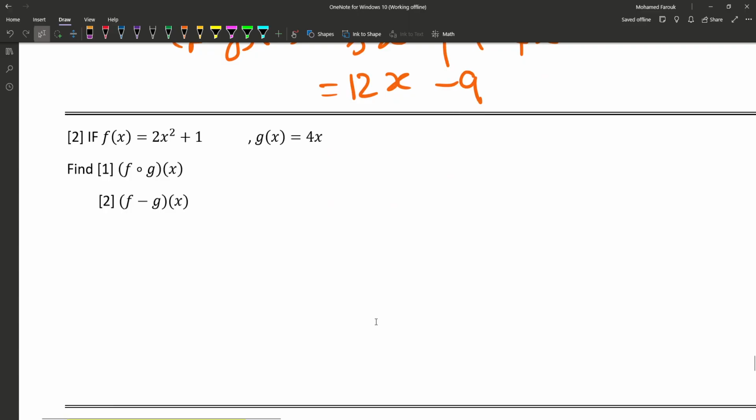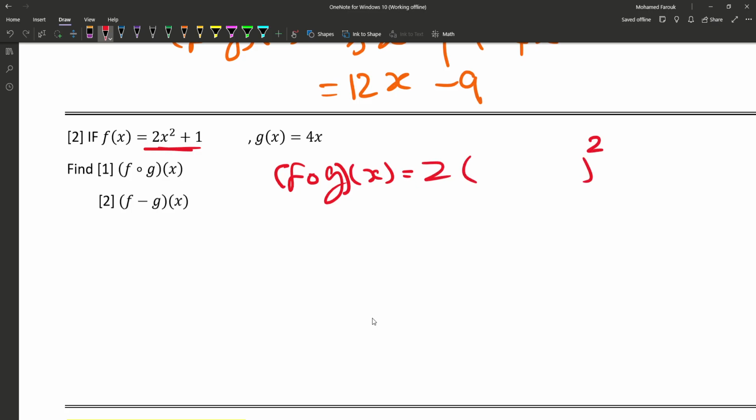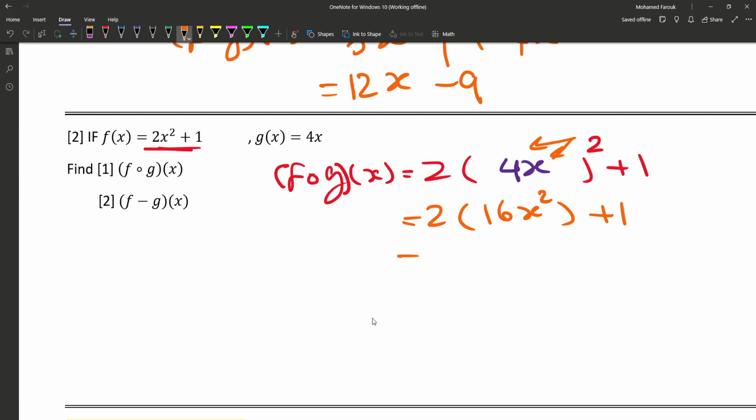Next part, the same. We need to get f circle g of x. Let's start preparing f. This is f, so it will be 2, make a big bracket, power 2 plus 1. Plug in your g here, which is 4x, and then simplify this one first. Let's get the square first on these two, so it will be 16x squared plus 1, and then multiply these two numbers. It will be 32x squared plus 1.